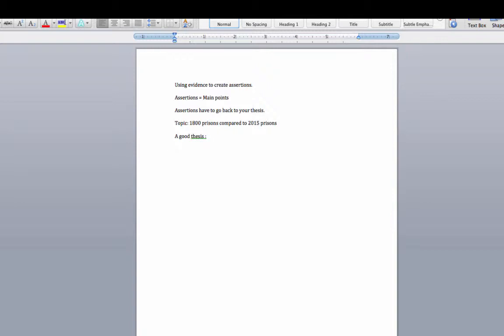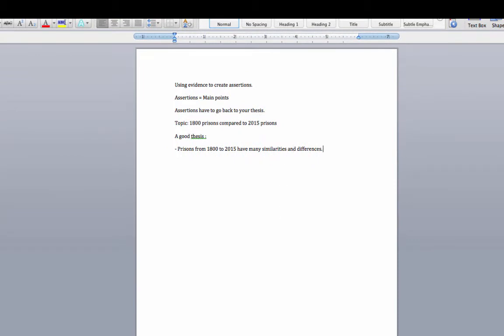So let's try this. Prisons from the 1800s to 2015 have many similarities and differences. Now notice my thesis gives me the ability to talk about a lot of different things. One, how are 1800 prisons the same as 2015 prisons, and how are they different?